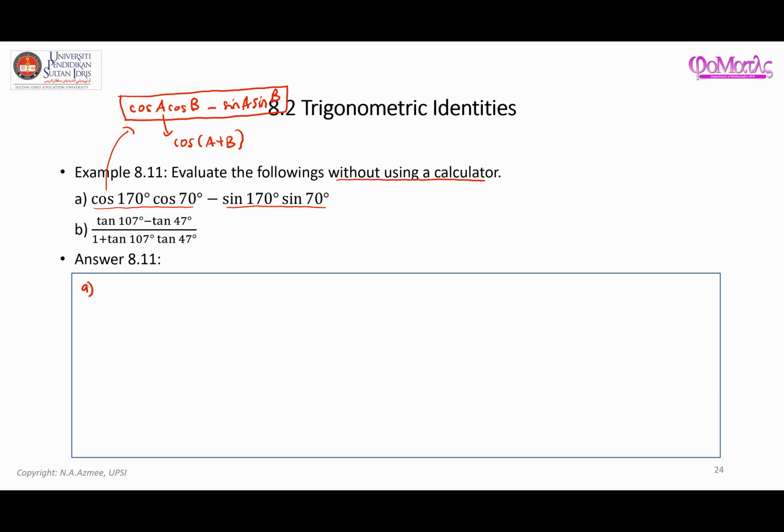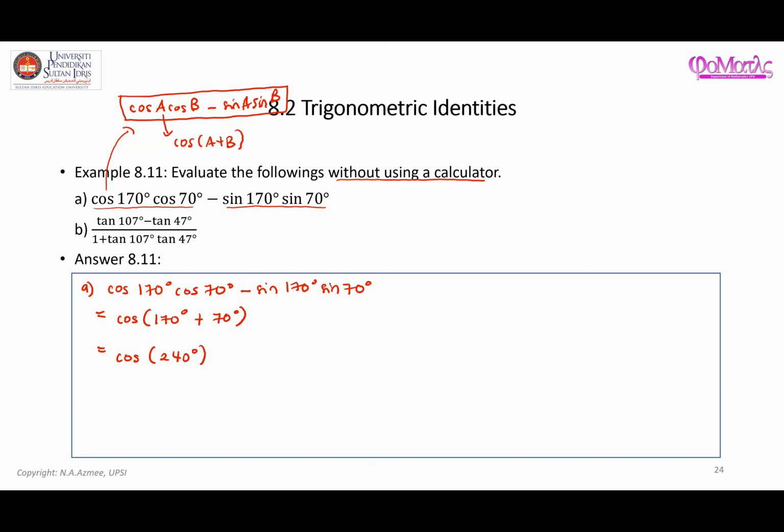So now what we can do is we can write this expression given here, cos 170 degrees cos 70 degrees minus sine 170 degrees sine 70 degrees, as equal to cos of 170 degrees plus 70 degrees. And this is just cos of 240 degrees.